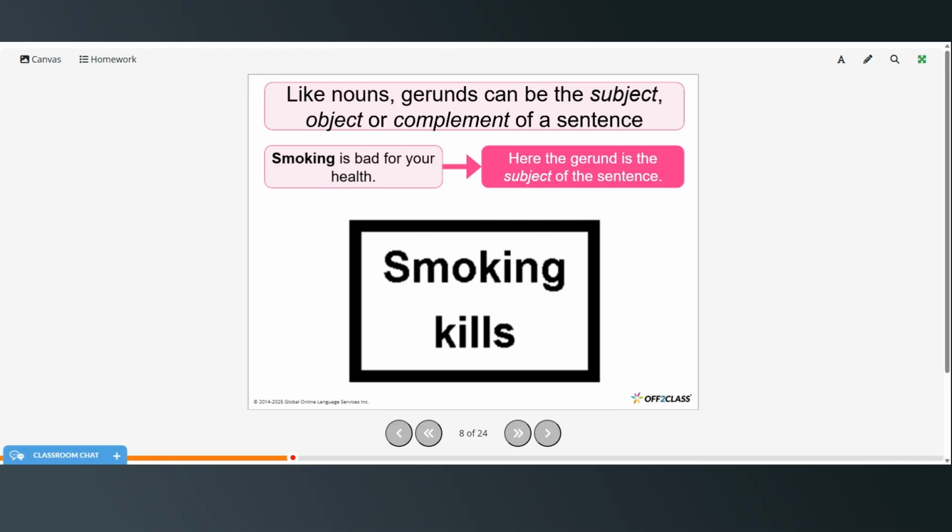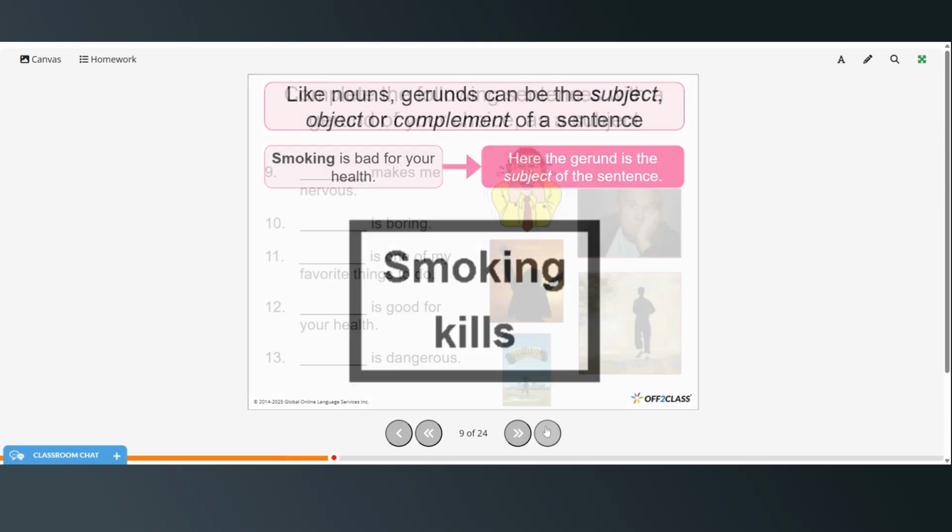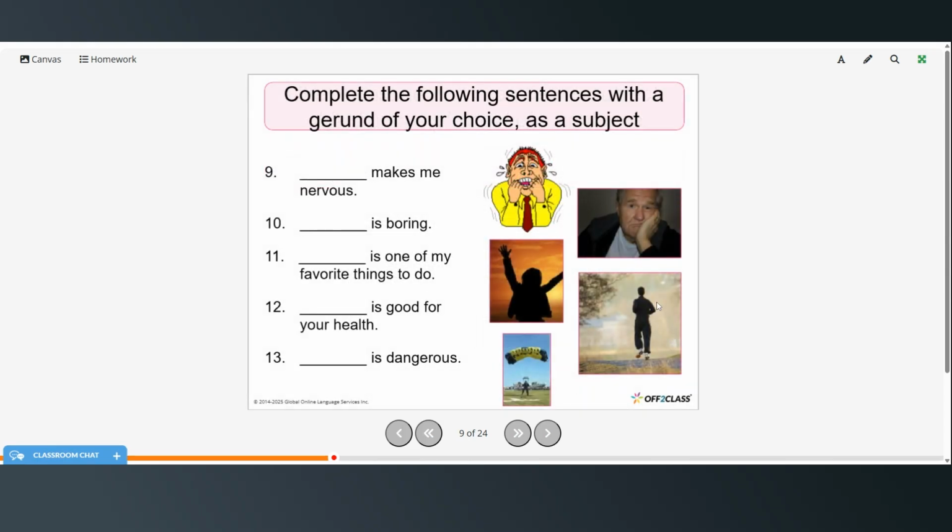So like nouns, gerunds can be the subject, object, or complement of a sentence. So for example, smoking is bad for your health. Here the gerund smoking is the subject of the sentence. So now complete the following sentences with a gerund of your choice as the subject. There's no one right answer for these. You can pause the video and try your answers.